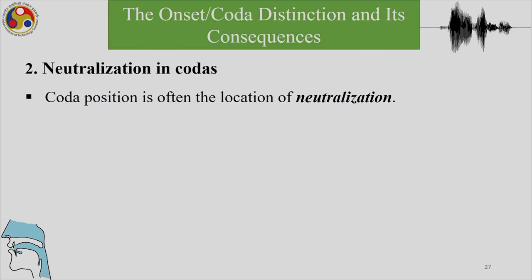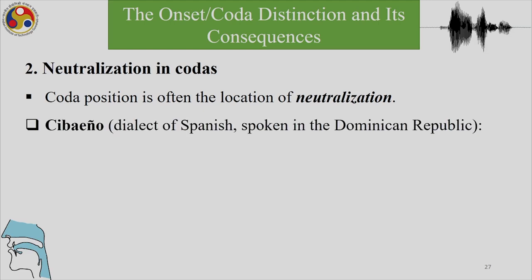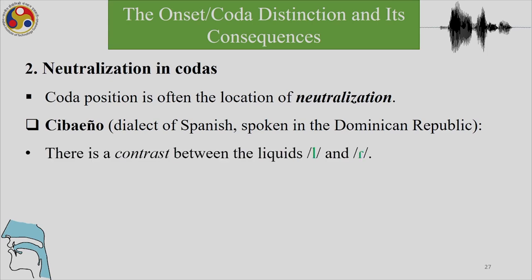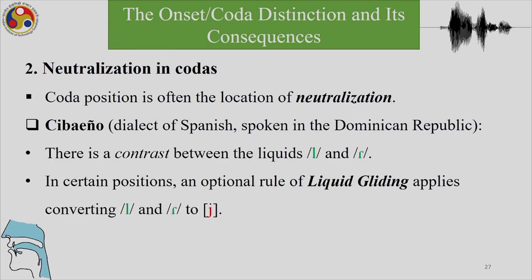So, neutralization in codas. Coda position is often the location of neutralization, and we often see that in languages which do not prefer to have codas so much. The codas are limited in such languages. We'll give some examples. Here we have an example of Chibaeno. There is a contrast between the liquids la and ra.